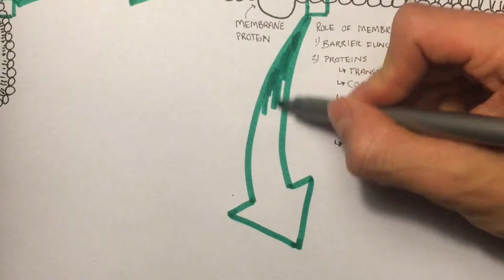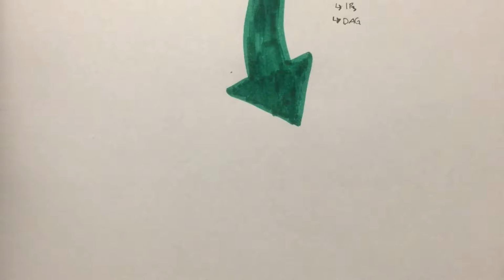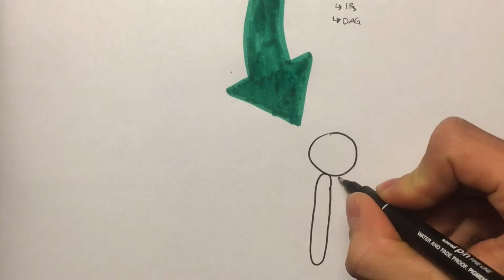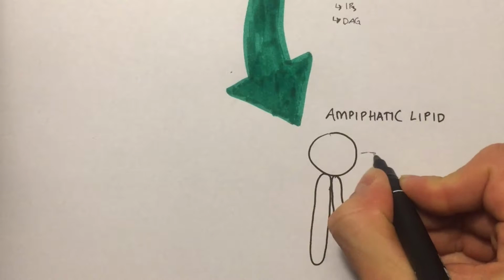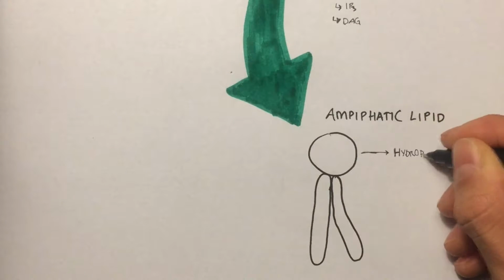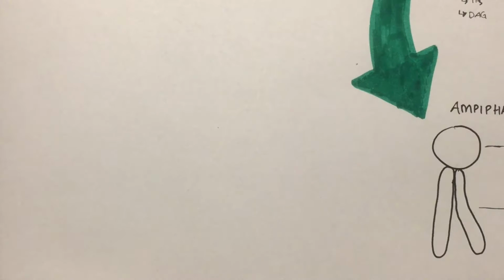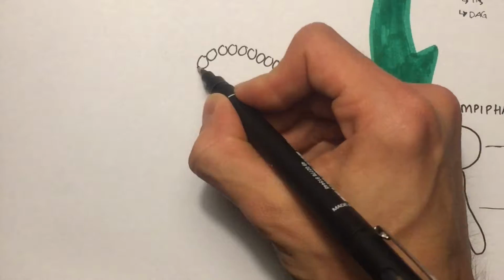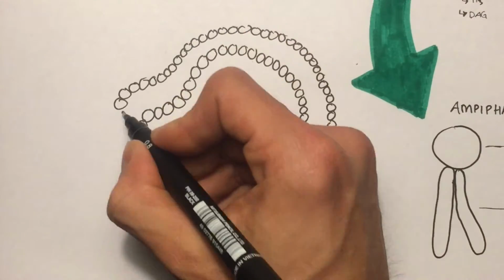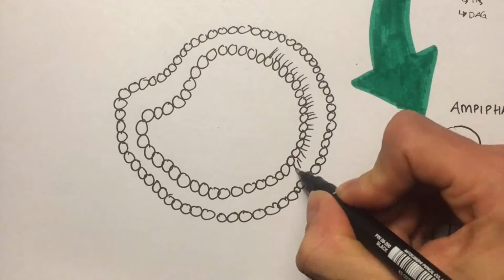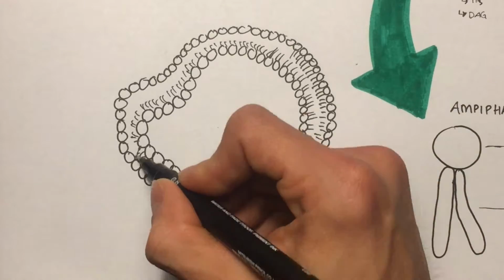Now we are gonna take a closer look at the lipids. All the lipids are amphipathic, meaning they are both hydrophilic and hydrophobic. The head is hydrophilic and their tails are hydrophobic. Because of this structure, they form a lipid bilayer, which is energetically favorable. The hydrophilic head faces the water, and the tails face each other away from the water.